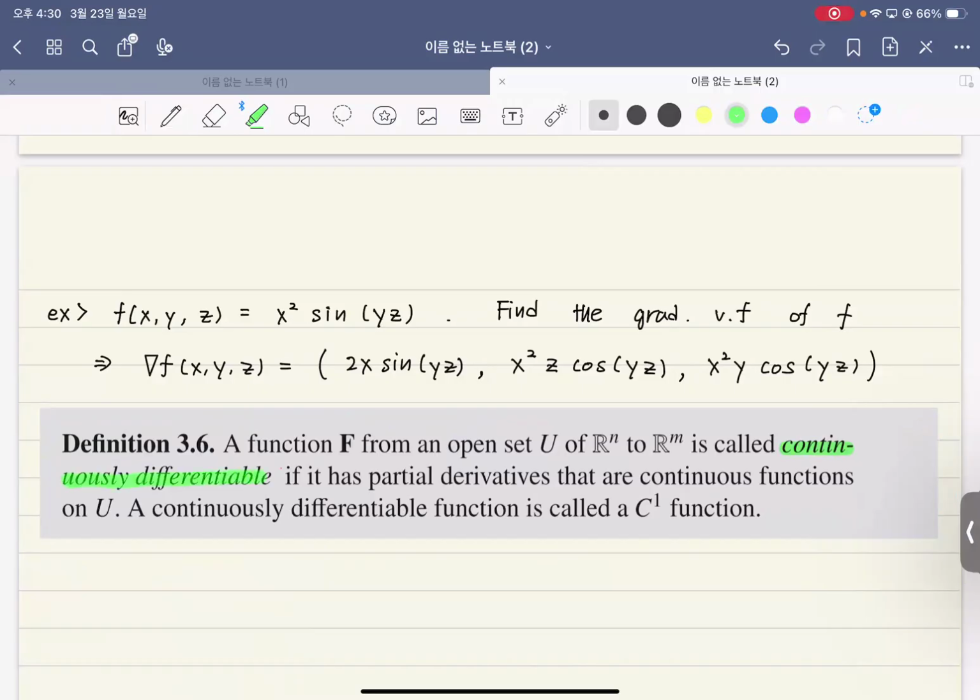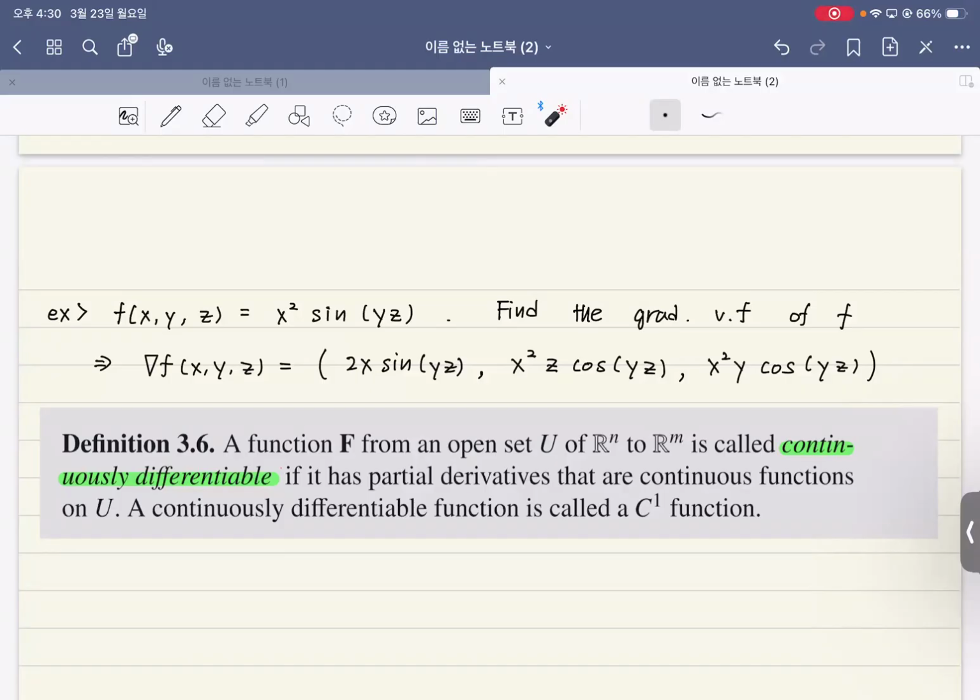What does it mean? You have a function f from Rn to Rm. Then in this case, its derivative is just an m by n matrix, so it has m times n many different partial derivatives, right? And suppose that all such partial derivatives are continuous functions on U. Then, if all these components of the matrix derivative are continuous functions, we say the function is continuously differentiable. And a continuously differentiable function is called C1.